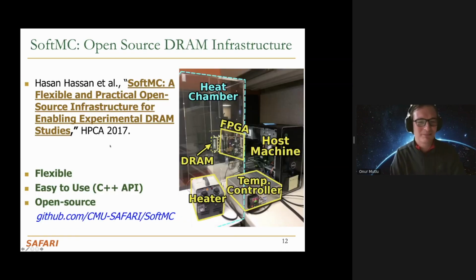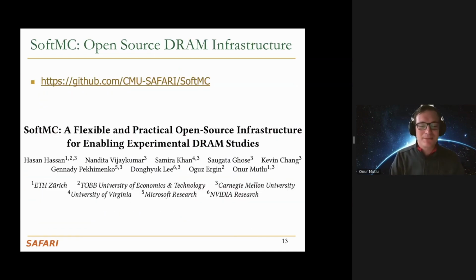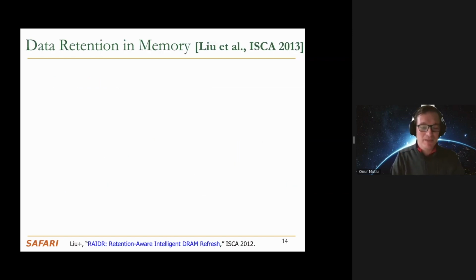It's a new computer. Okay, so if you're interested, we actually open source it, and we provide a lot of support for it. A lot of people in the world are using it for various reasons and publishing papers with it. So the main reason why we built this infrastructure was to really understand the data retention effects.